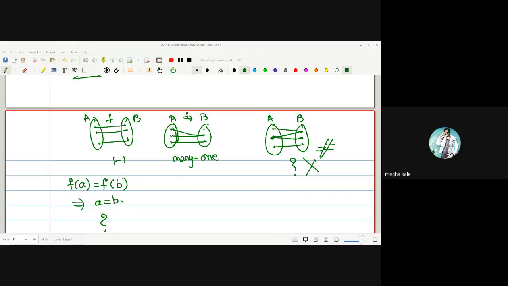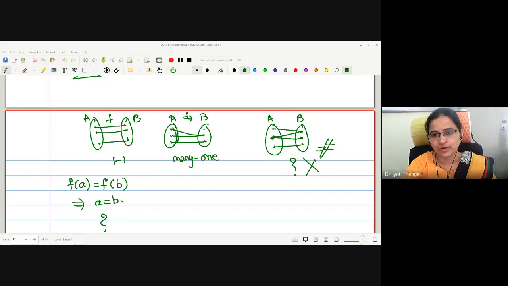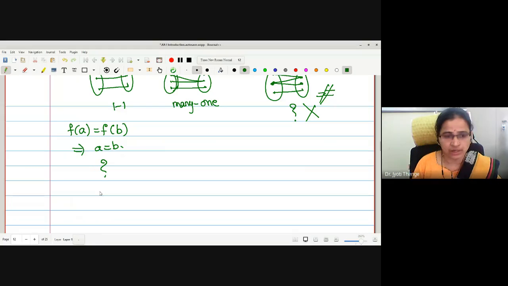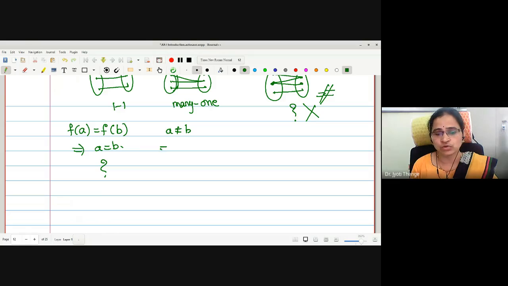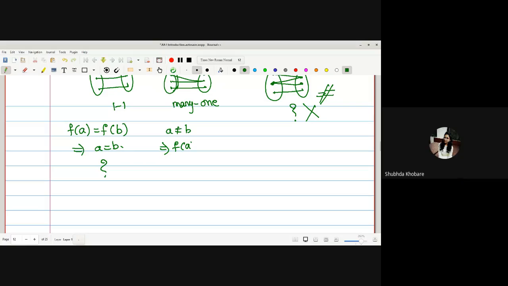Different elements have different images. Good, then this is the definition. Different elements have different images. But if we are proving this statement, what should I prove actually? a not equal to b implies f(a) not equal to f(b).